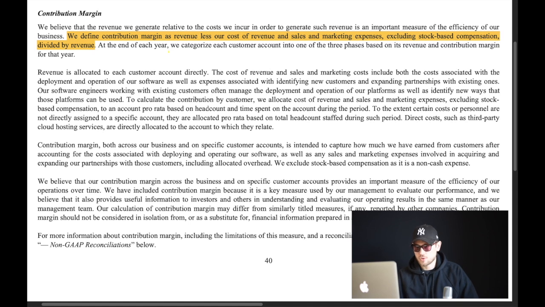Before we jump into the business model, we first need to understand what contribution margin is, because it plays a huge role in Palantir's business model. We believe that the revenue we generate relative to the cost we incur in order to generate such revenue is an important measure of the efficiency of our business. We define contribution margin as revenue less our cost of revenue and sales and marketing expenses, excluding stock-based compensation, divided by revenue. At the end of each year, we categorize each customer account into one of 3 phases based on its revenue and contribution margin for that year.